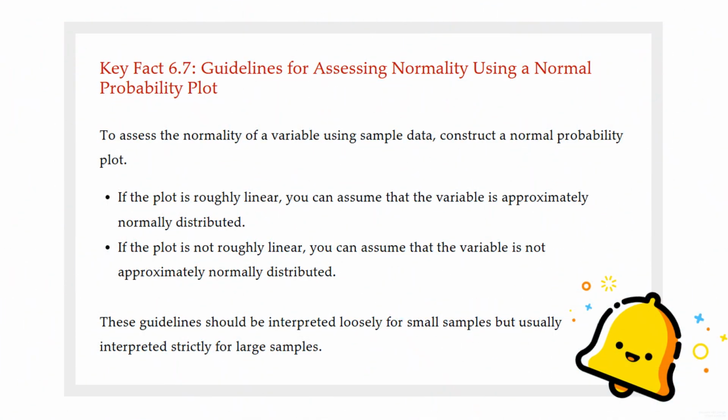These are the guidelines for assessing normality using a normal probability plot. To assess the normality of a variable using sample data, construct a normal probability plot. If it is roughly linear, you can assume that there's an approximately normal distribution. If the plot is not linear or roughly linear, then you can assume the variable is not normally distributed. And these guidelines should be interpreted loosely for small samples, but it's pretty dead on for a larger sample. And of course, you're going to have that cutie little bell shape.